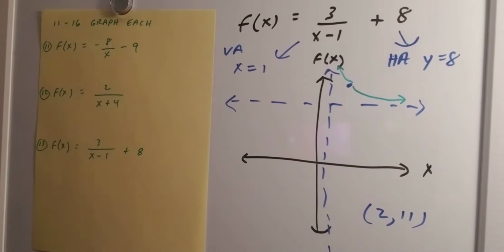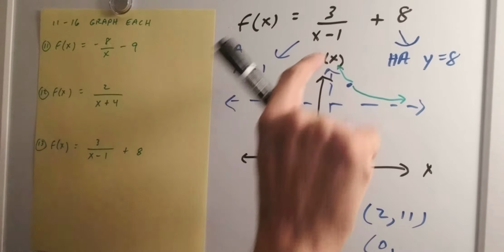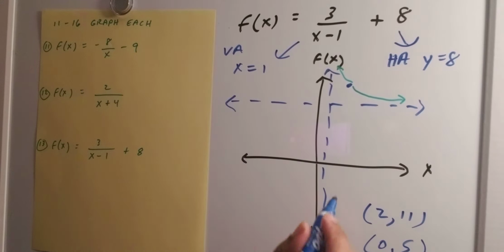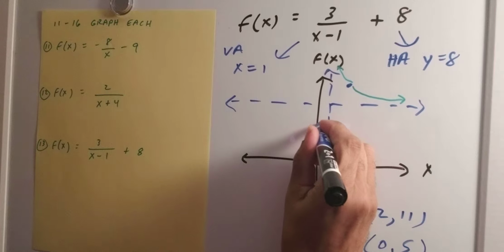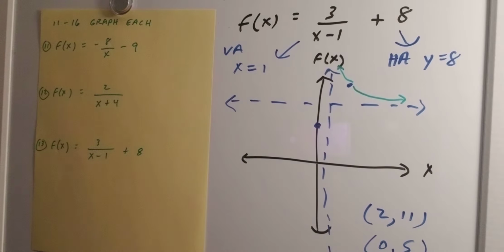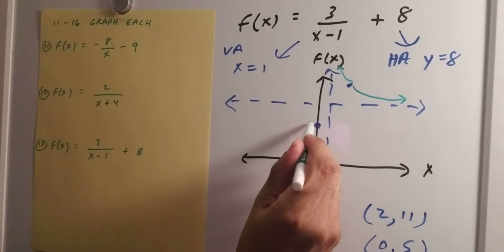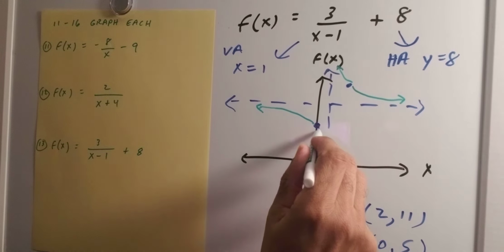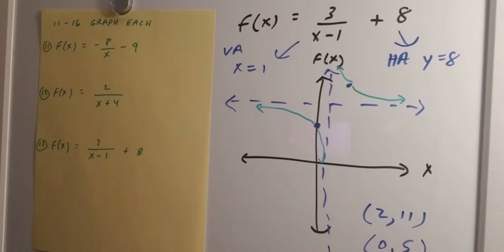Picking the value 0 on the other side of the vertical asymptote. 0 minus 1 is -1. 3 divided by -1 is -3, plus 8 is 5. So you'd have 0, 5, which is down here. And your graph will go up towards the horizontal asymptote and down towards the vertical asymptote. That's a sketch. It never touches the vertical asymptote.